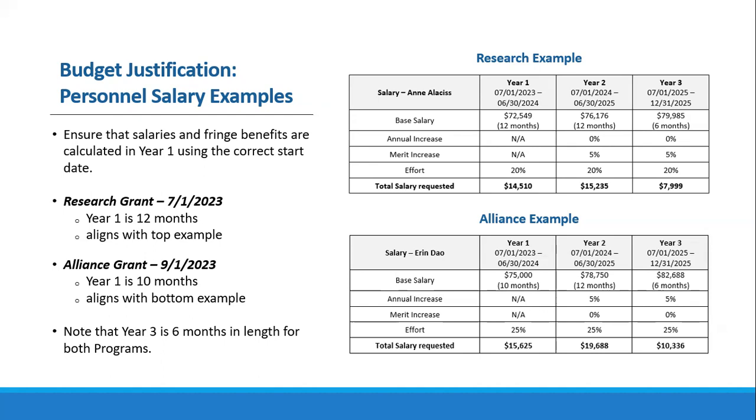Make sure that the salaries and fringe benefits are calculated using that correct start date. Again, for the research on the top, you see that first year listed as 12 months, but in the Alliance on the bottom, you'll see that it's 10 months, correctly reflecting that the Alliance grants start in September. And then for both, you'll see in year 3 that it is only a 6-month project period in 2025.